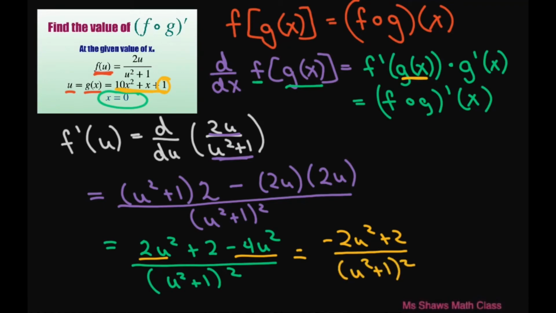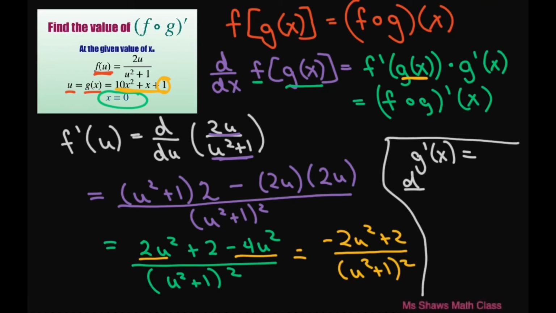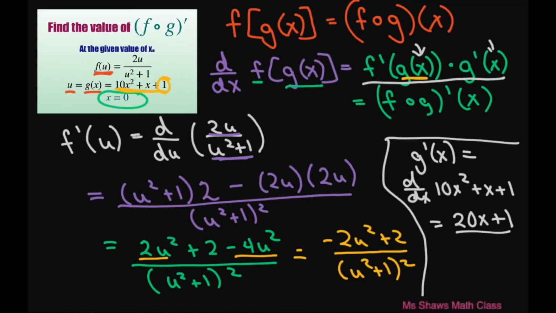And I think I'm going to go ahead and squeeze in the derivative of g of x in here, because it's pretty simple. So now we want to do g prime of x. I'm going to write it down. That's where you differentiate with respect to x, 10x squared plus x plus 1. This is going to equal 20x plus 1. So now that we have everything, we can just use this formula here and substitute in zeros for my x's. All right, so let's do that.